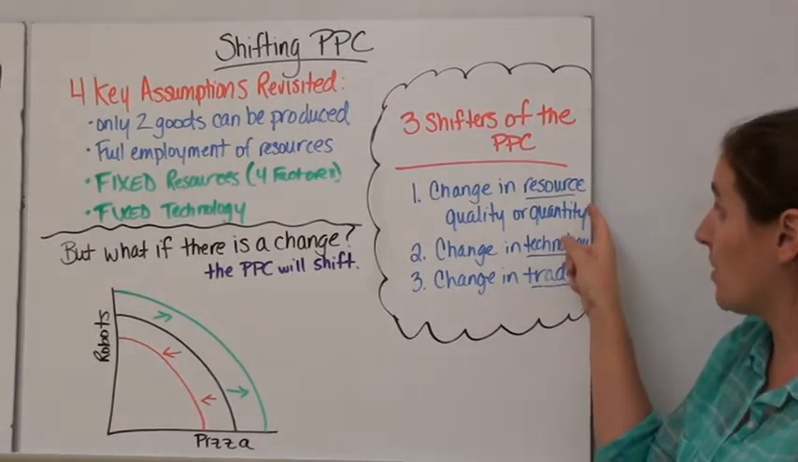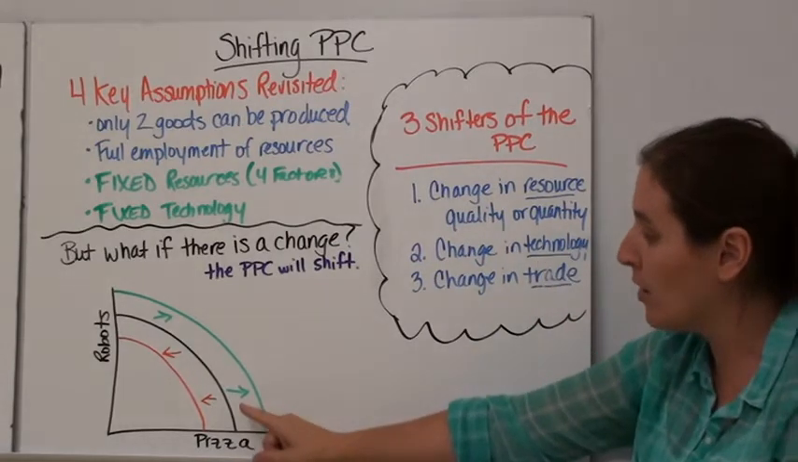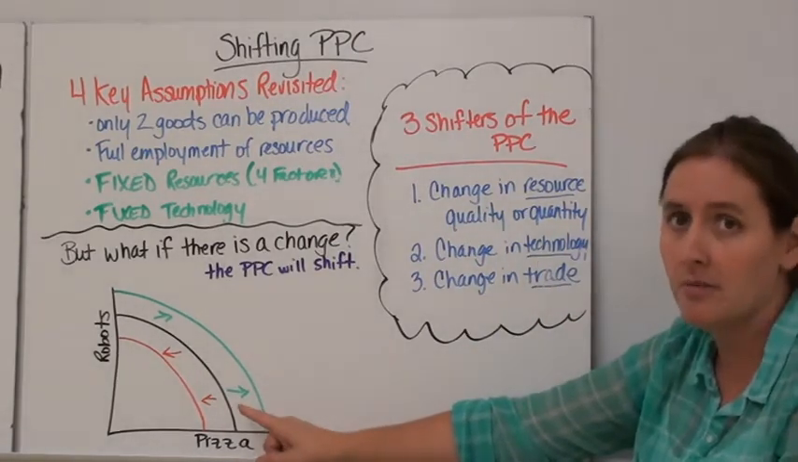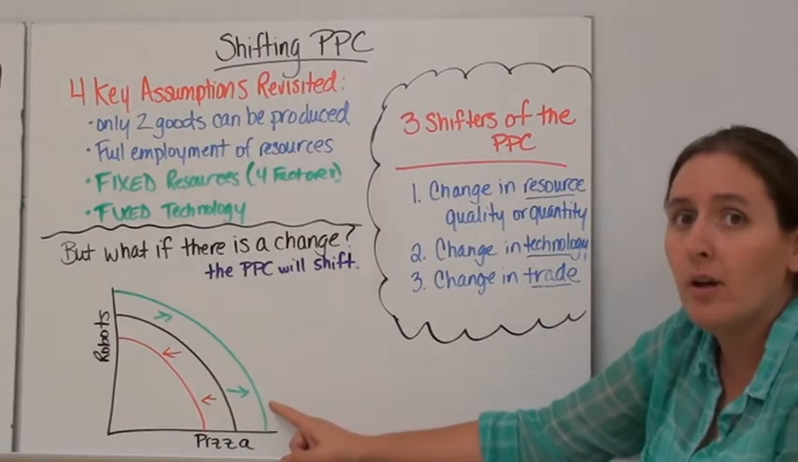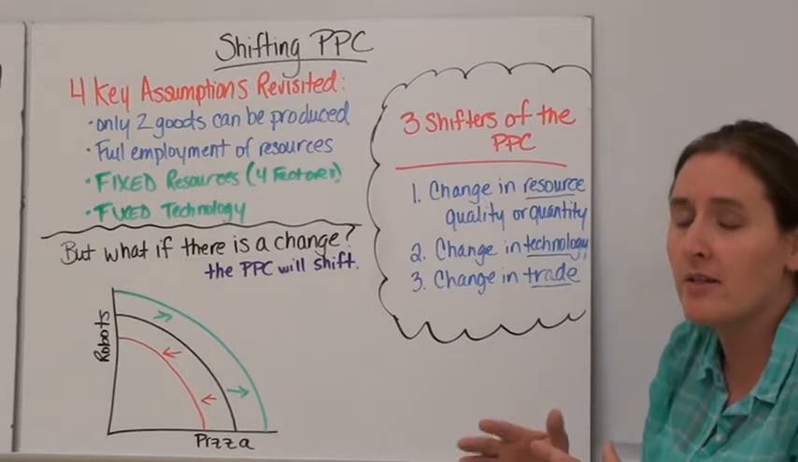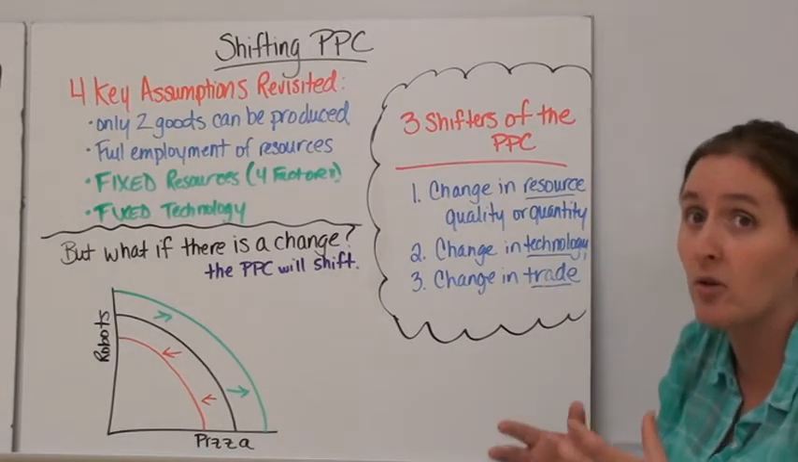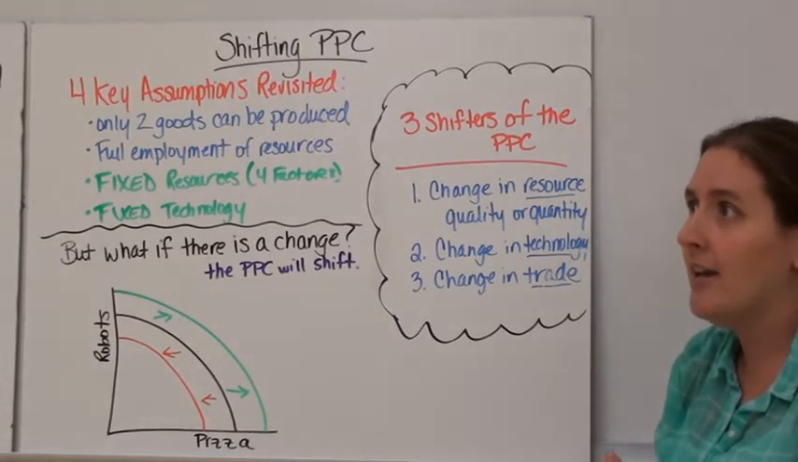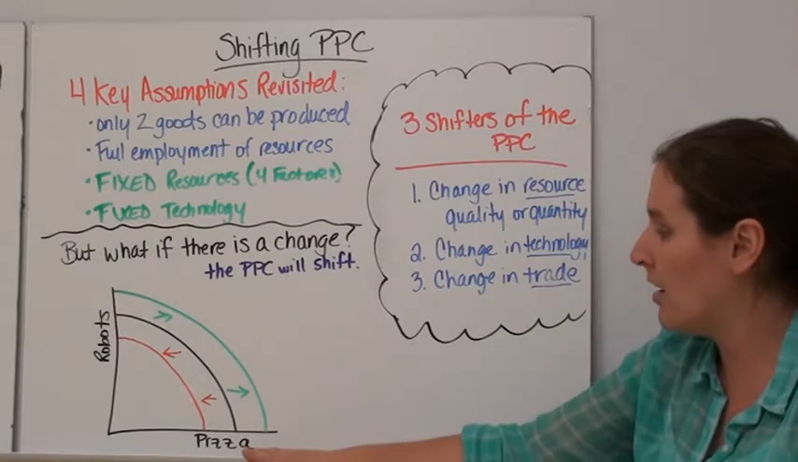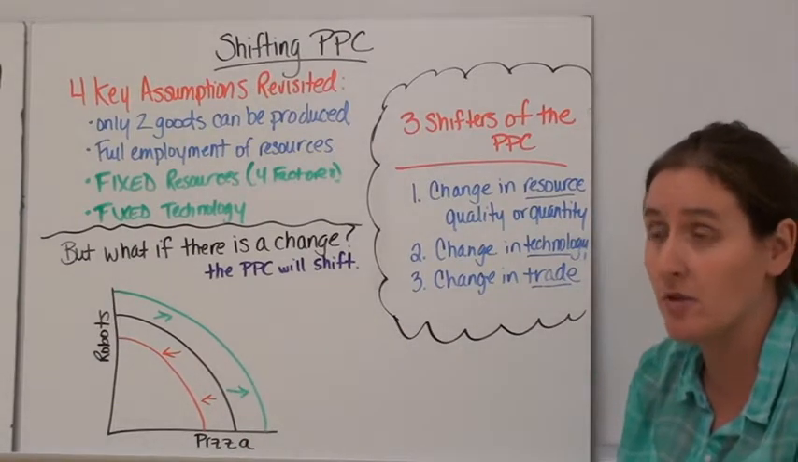1, change in resource quality or quantity. If we find more oil for our machines or whatever, then the curve will shift out. If the oil that we find somehow we can use more efficiently, or it's better oil or something like that, the curve will also shift out. If there's a hurricane and all of the tomatoes are lost, the PPC is going to shift in because there are fewer resources. Okay.